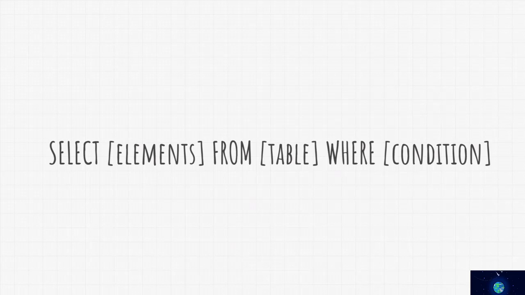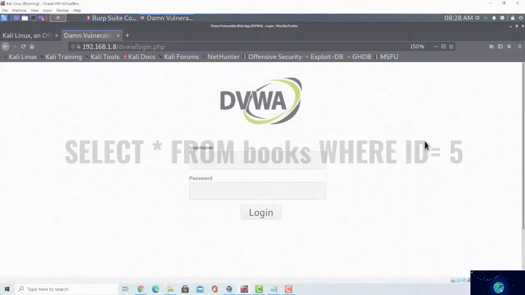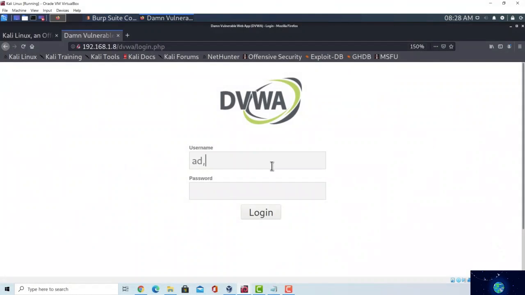Here we can see an example of how a real-world SQL query could look. Here, books is our table from the database, ID is our condition, and this star sign indicates that we want to extract everything. Usually in the programming world, the star sign means everything. Great. Now that we know the behind the scenes of how an SQL injection works, let's try to perform one on our DVWA page. So let's go right here and log in as usual to our DVWA page.